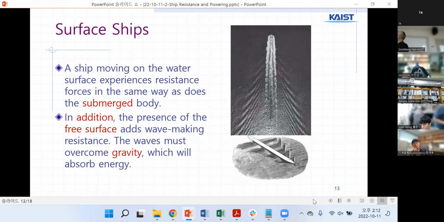But for surface ships, the wave is generated. So we call this wave making resistance. For a ship moving on the water surface, the resistance force is different compared to the submerged submarine, because of the free surface, meaning water and air. Between that is a free surface. There is wave making resistance because of gravity, and energy losses come. We call this a Kelvin wave.